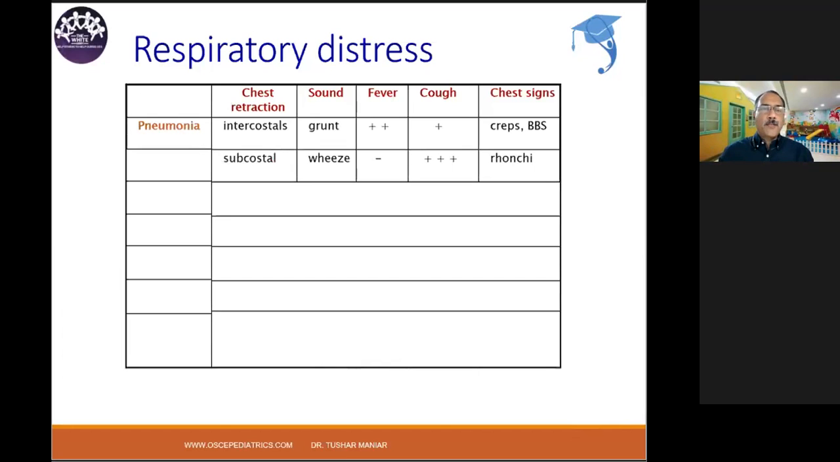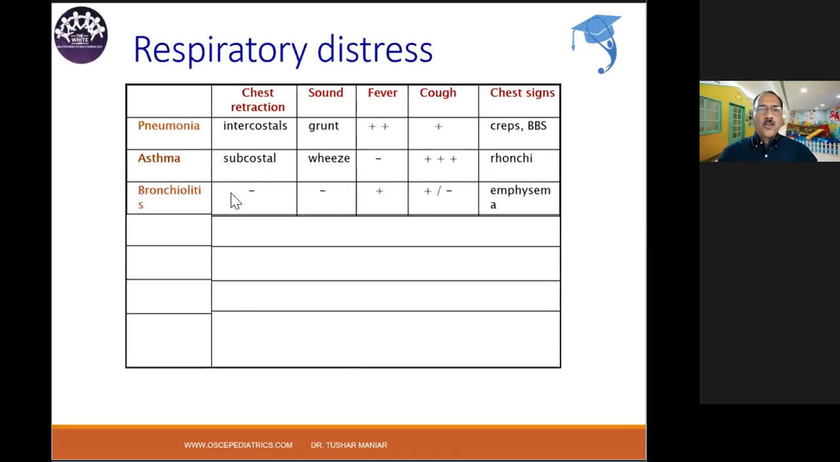Now suppose there is subcostal retraction, wheezing, cough is predominant, and there are rhonchi. What are you thinking of? Bronchial asthma. Okay, very good. Suppose there is no chest retraction, there is no respiratory sound heard, but emphysema is heard. Bronchiolitis, excellent. You're answering very well.